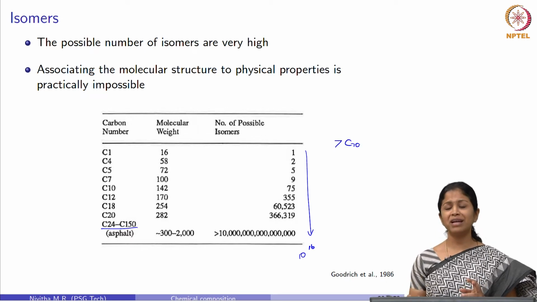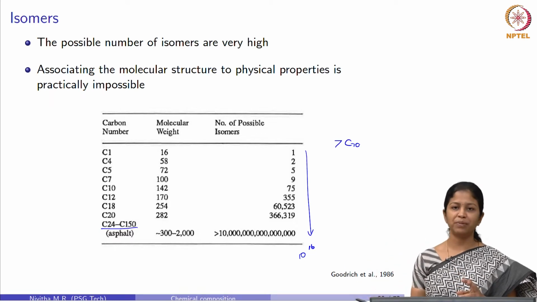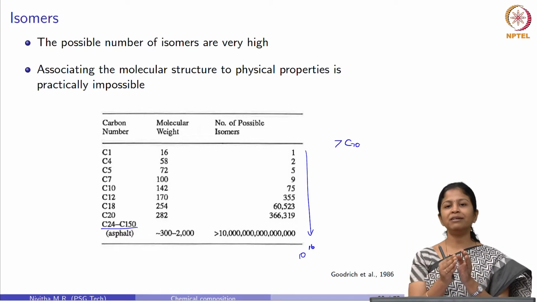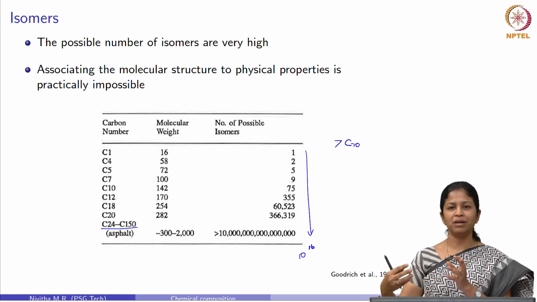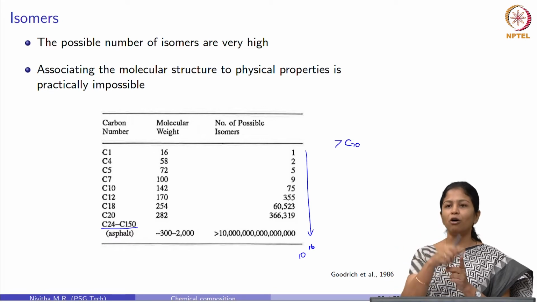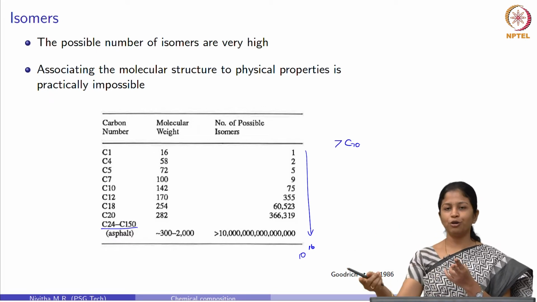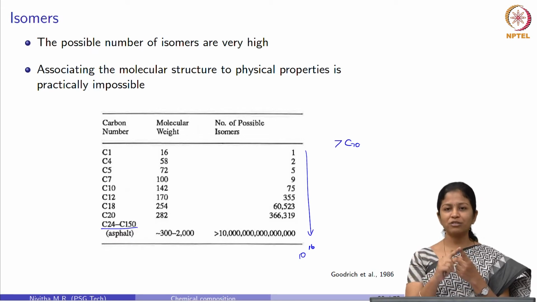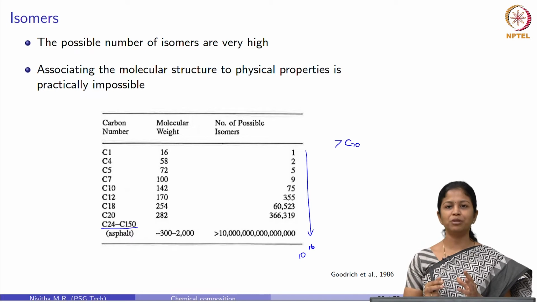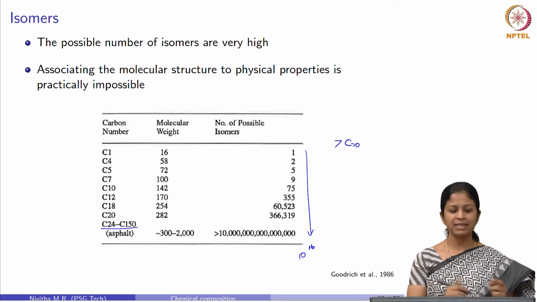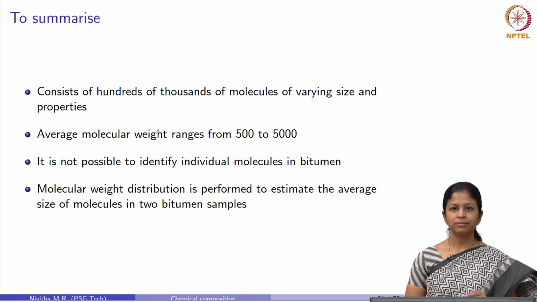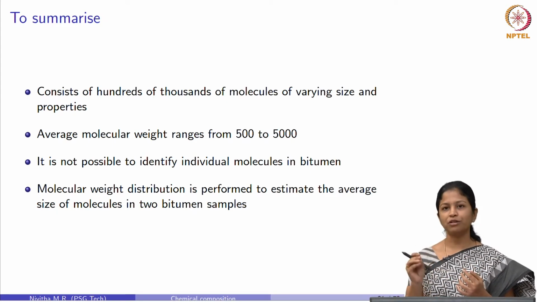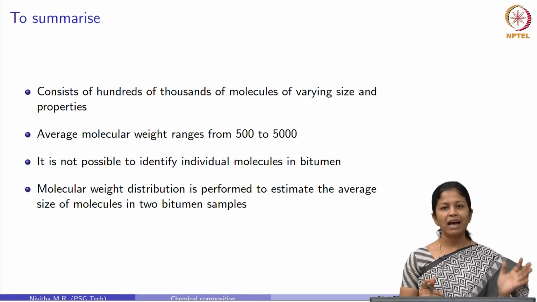So we can imagine how many forms of isomers will be present in bitumen, and each of them will have physical properties. The combined physical property that we see for bitumen is the combined influence of all those individual molecules, their isomer forms and all the other aspects. So it is very difficult to associate a particular molecular structure to bitumen and define its physical properties in terms of its molecular structure. To summarize, bitumen consists of hundreds of thousands of molecules of varying size and properties.